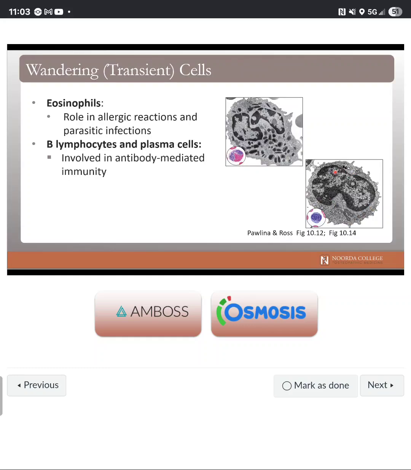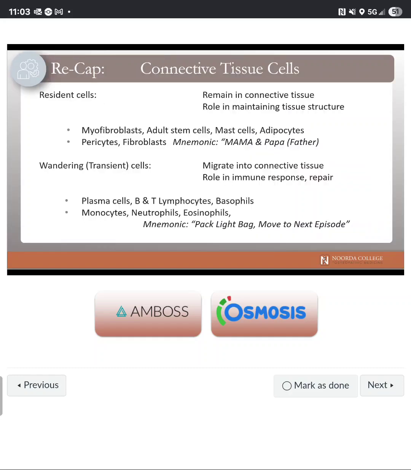Lymphocytes can be either B or T lymphocytes, and histologically they both look very similar. B lymphocytes are involved in antibody-mediated immunity. B lymphocytes will be transformed into plasma cells where they can secrete those immunoglobulins. T lymphocytes are involved in cell-mediated immunity, and we will go into more detail on this when we talk about these concepts in the adaptive immunity section.